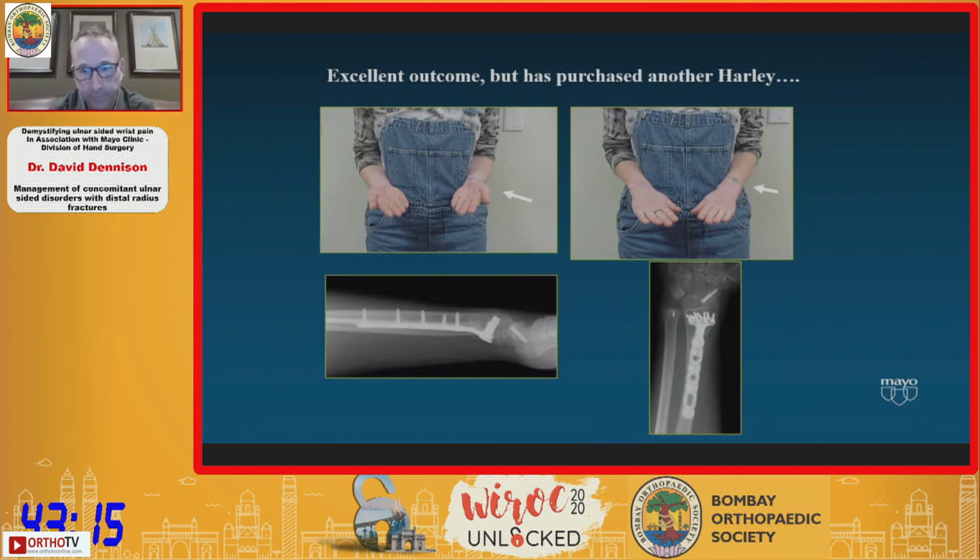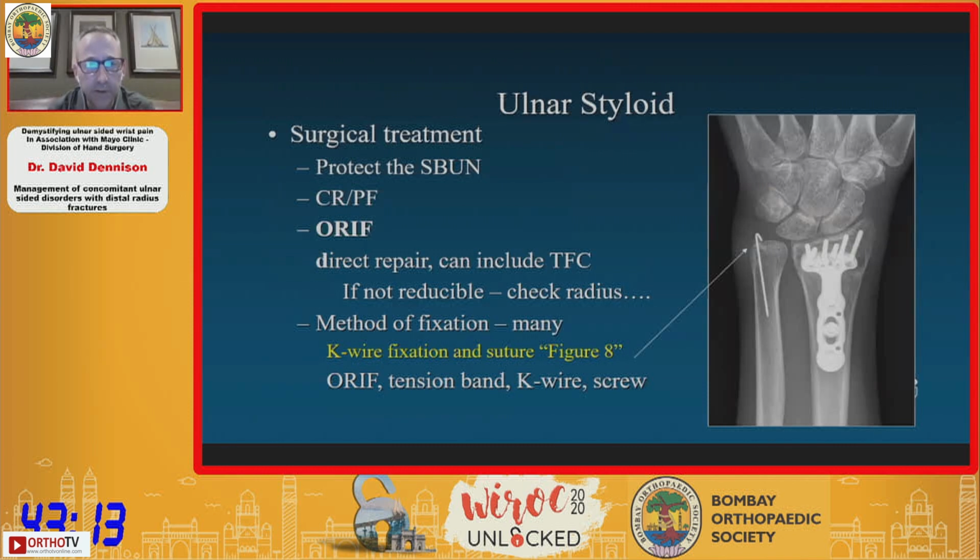So if you're going to go to the styloid, you certainly can do an open reduction. You can do a closed reduction and pin fixation. Just protect the sensory branch of the ulnar nerve. It's something that you can't make go away if you injure it.